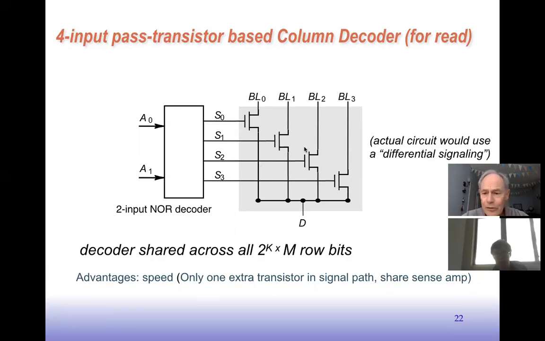This one doesn't show the differential signaling. The actual circuit, this is just a simplification. In the actual circuit, it would have bit and bit bar, both signals going through the multiplexer. Okay. So this is a nice way to do it. Once you do the interleaving, we can use a simple multiplexer for getting the signals out.